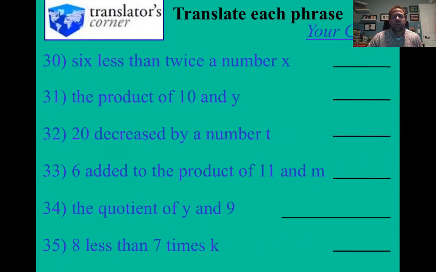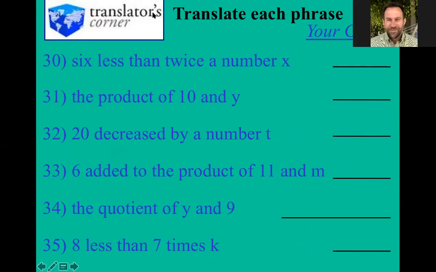Okay, now we're going to do some that are a little bit more complicated. They're doable. This isn't too difficult. This is Math 1 stuff. So go ahead and try to do 30, 31, 32, 33, 34, and 35. And you can go ahead and pause the video. So go ahead and pause for a moment. And I'm going to be right back. I'm going to see if I can get a little bit more light. So I will be right back.